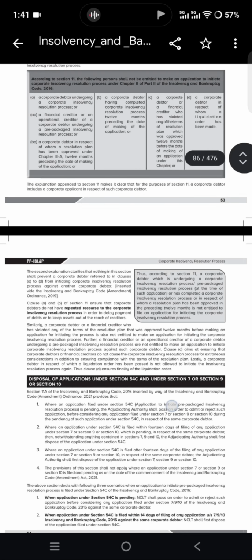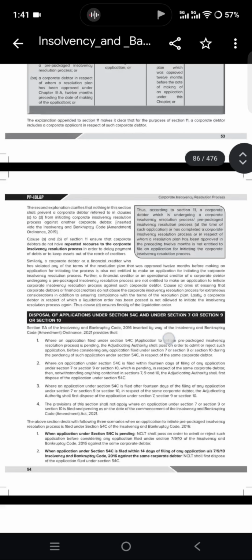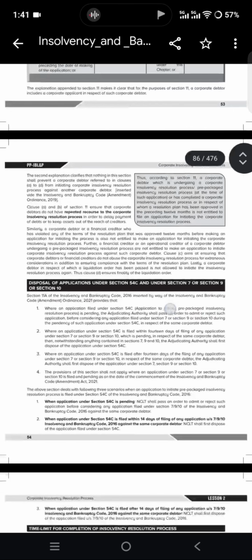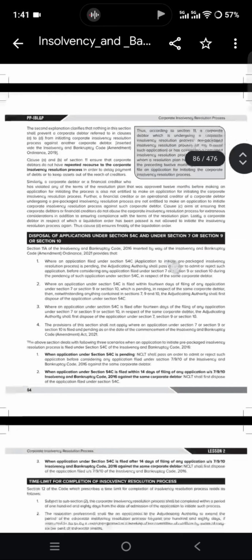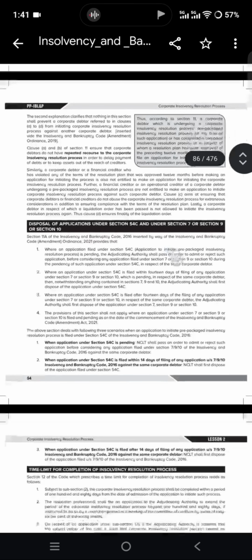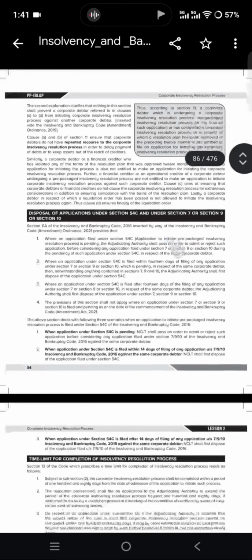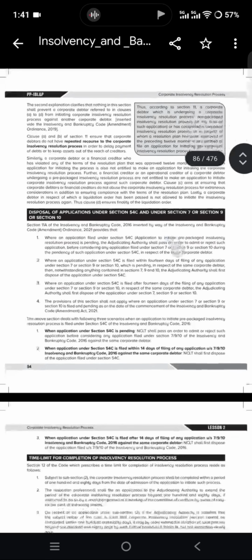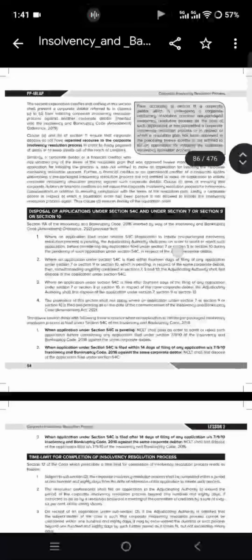Second explanation: nothing shall prevent a corporate debtor referred to in the clause from initiating the CIRP process against another. So I cannot initiate, but against another I can. So there is B company, I want to initiate against B company because they have defaulted 1 crore. I can initiate. Thus, according to section 11, a corporate debtor which is undergoing the CIRP or PPIRP at the time of such application, or has completed a CIRP or in respect of whom a resolution plan has been approved in the preceding 12 months, is not entitled to file an application for initiating the CIRP.